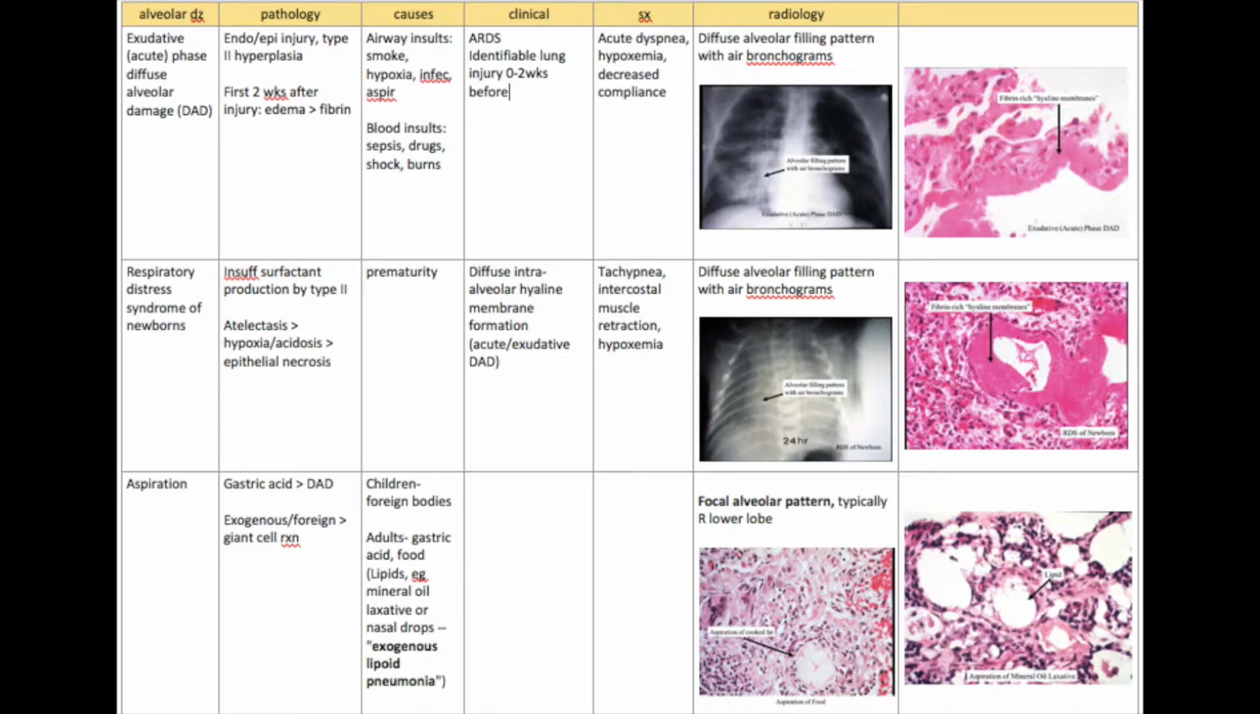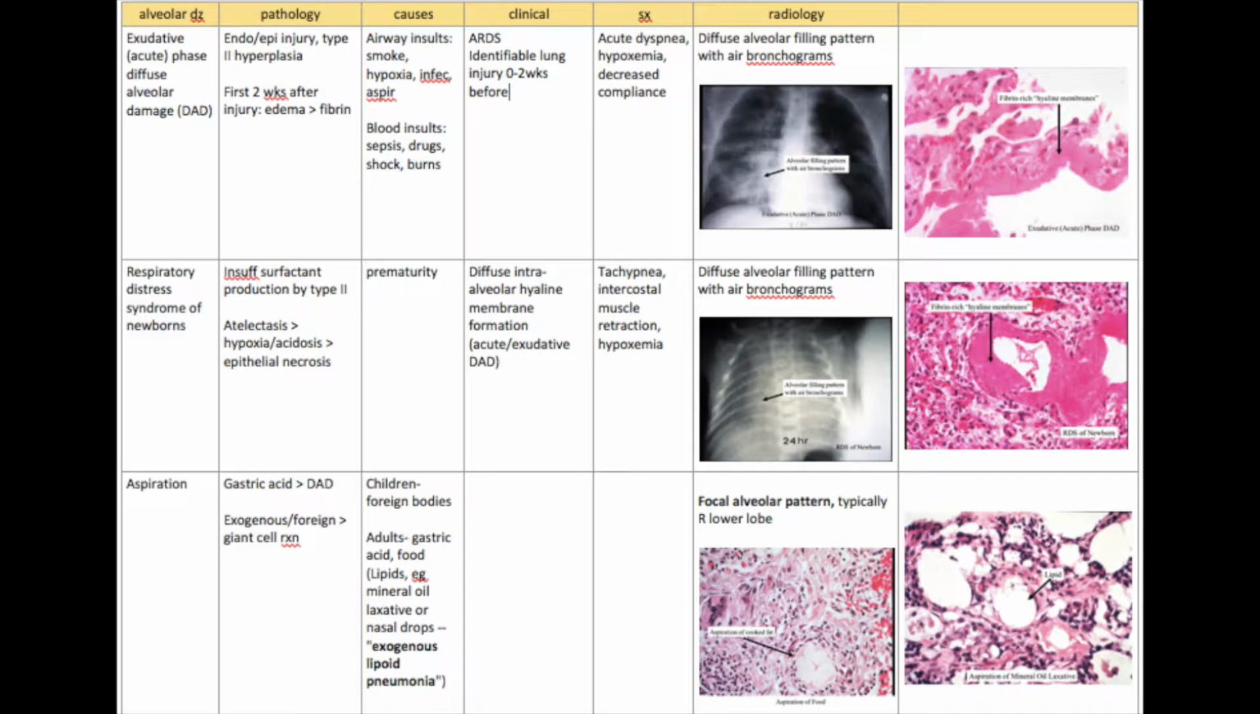And so clinically, the patient would be premature. The patient would have tachypnea, a very high respiratory rate, and they're going to have intercostal muscle retraction, and they're going to be hypoxemic as well. So that's respiratory distress syndrome of newborns.